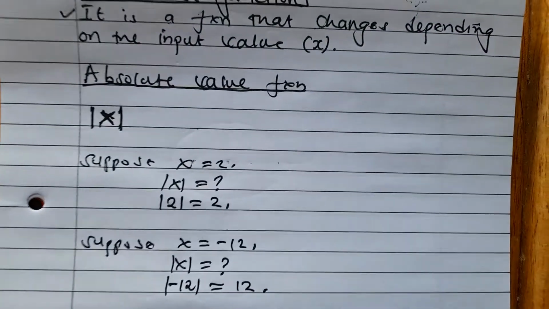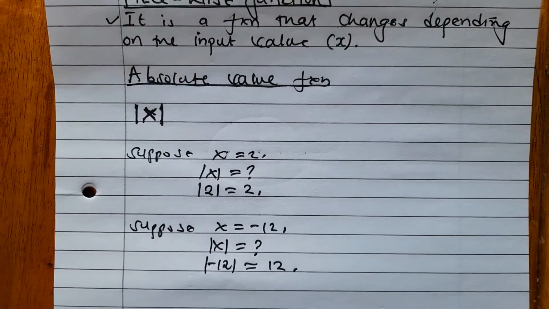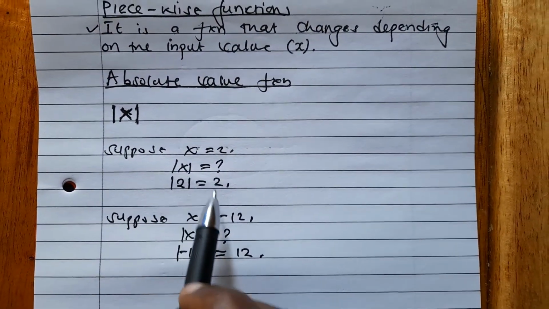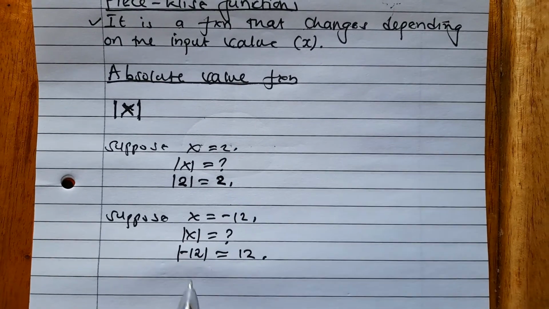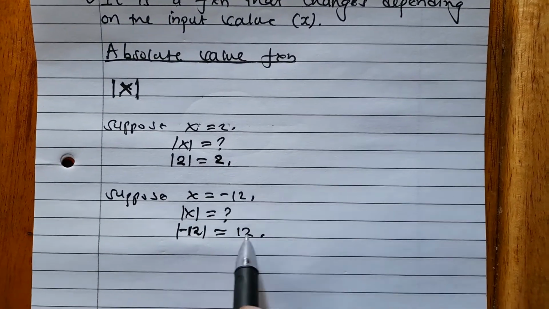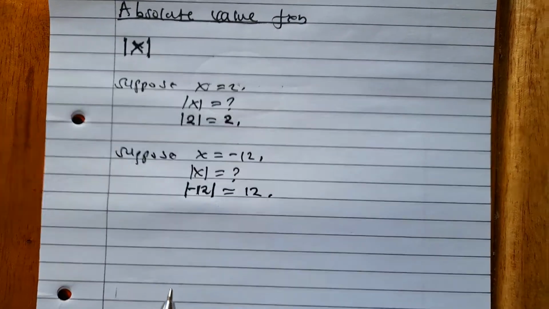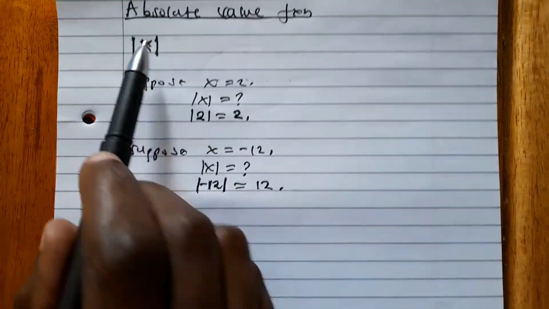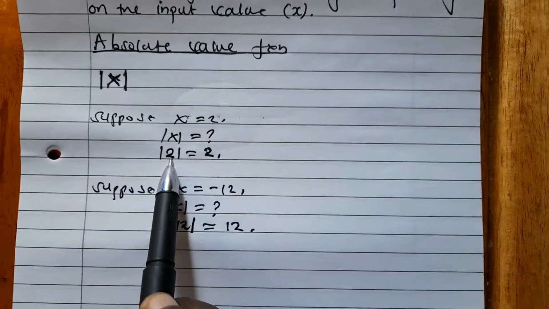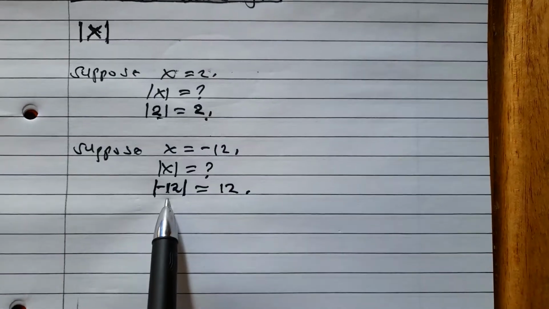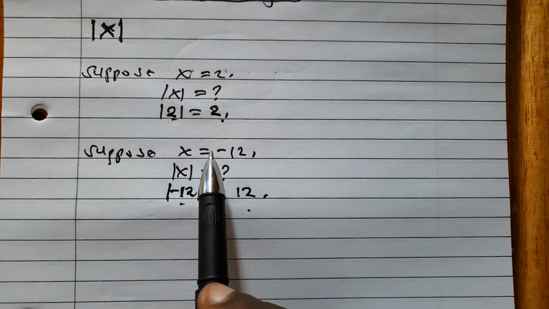Now you realize that there is a change in the value. This was positive and it gave us a positive, but this is negative and it is also giving us a positive, even though the function is the same. We are using the absolute function. So this absolute function is actually changing depending on the value of the input. Depending on the value of the input, the function will change.